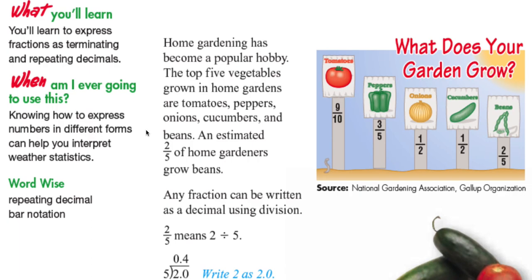Home gardening has become a popular hobby. The top 5 vegetables grown in home gardens are tomatoes, peppers, onions, cucumbers, and beans. An estimated 2/5 of home gardeners grow beans. This is from the National Gardening Association, Gallup organization. Any fraction can be written as a decimal using division.